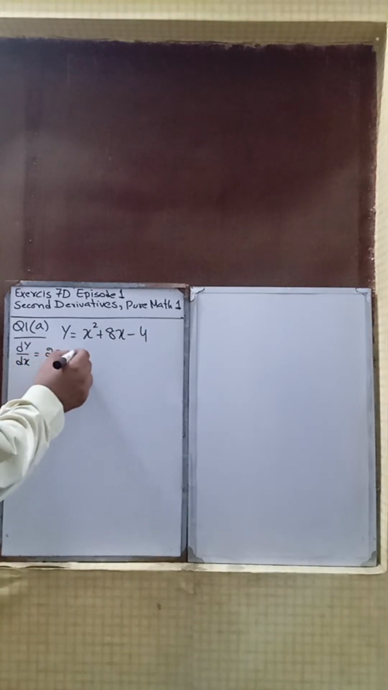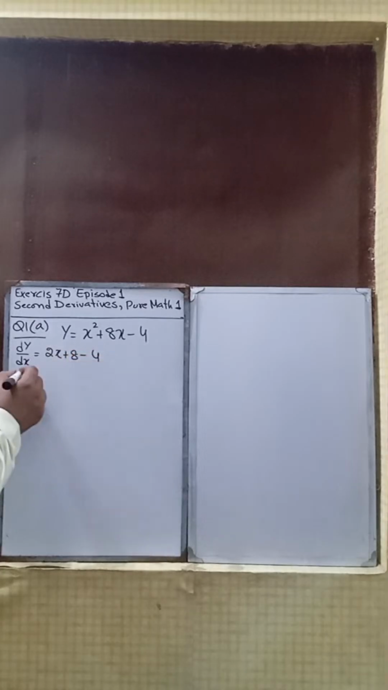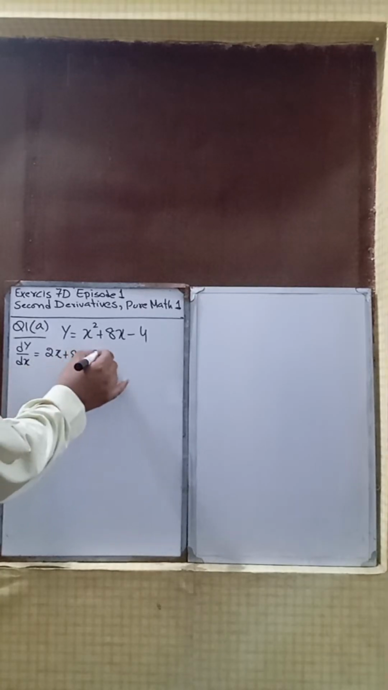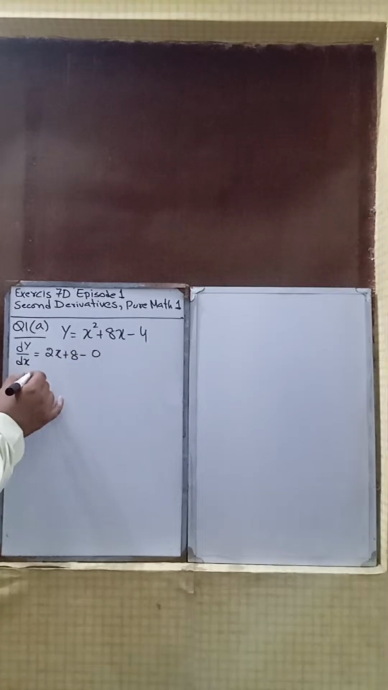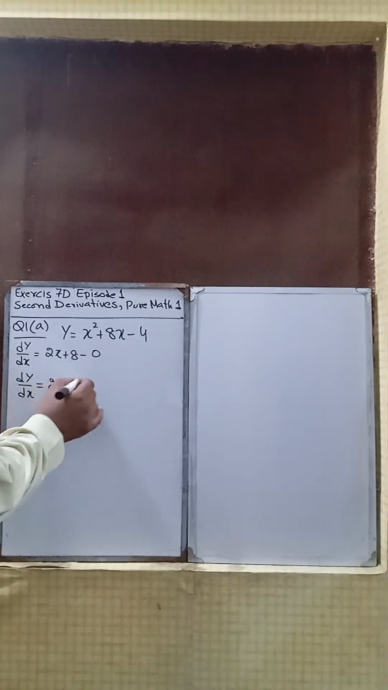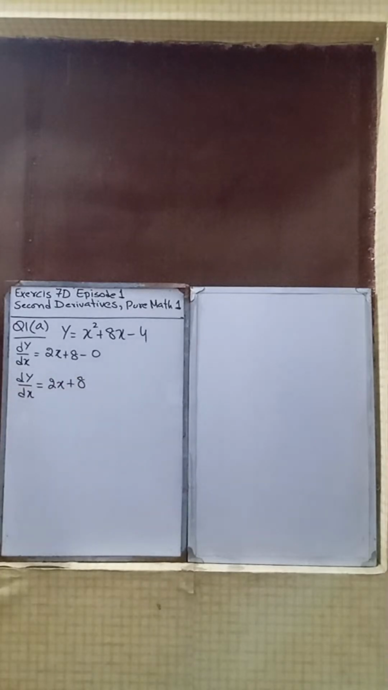So let's do this. First of all, I will do the first derivative, that will be dy by dx, and that will be equal to 2x plus 8 minus 4. Sorry, minus 0. The derivative of 4 is 0. So dy by dx is equal to 2x plus 8. This is my first derivative.